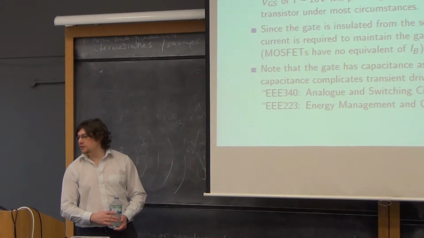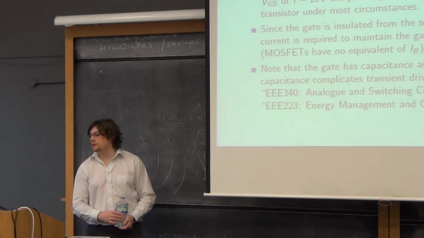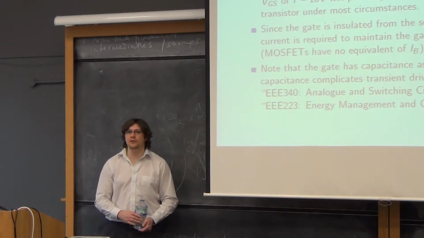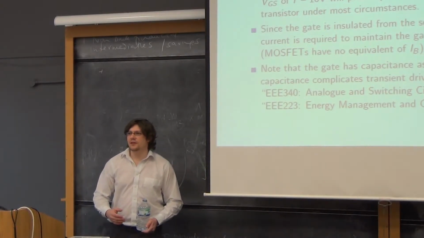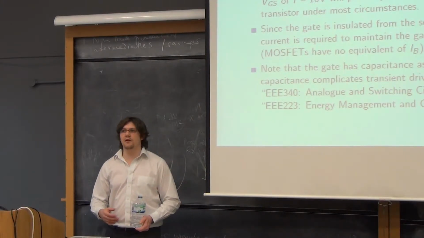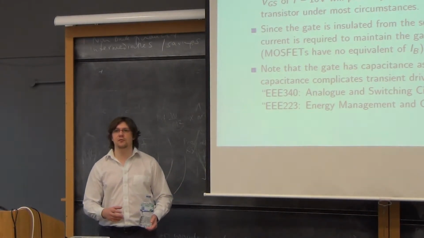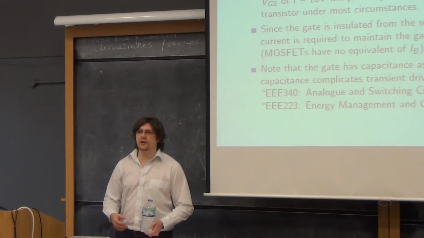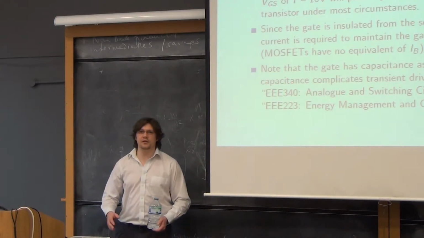Since the gate is insulated from the source and the drain, there is no current required to maintain the gate drive voltage. That's to say there is no equivalent of IB. And that's another way of thinking about IB in a transistor as being something we're not keen on, as opposed to something that controls, because you could argue that IB controls IC in the transistor via HFE, but I don't like that argument.